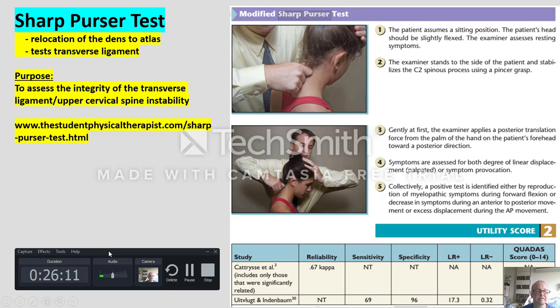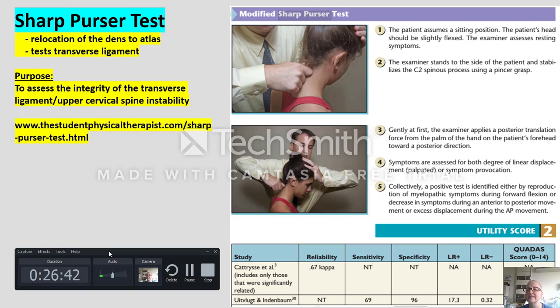So the Sharp-Purser test is a relocation of the dens to the atlas, and its purpose is to assess the integrity of the transverse ligament and upper cervical spine instability. During the test, the patient assumes a sitting position. The patient's head should be slightly flexed. The examiner assesses resting symptoms. Do you feel dizzy or lightheaded?